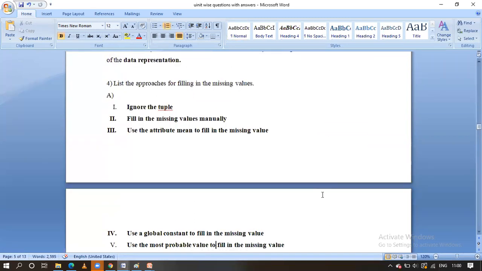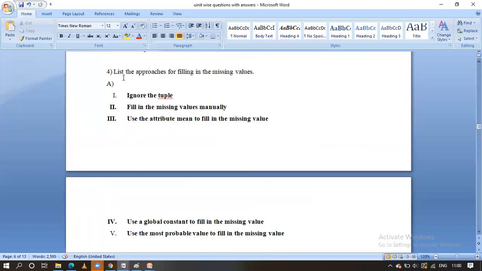Okay, these are the two more questions, guys. The next question is list the approaches for missing values in future, and what are the different approaches. Just we can ignore the tuple. And the next one is fill in the missing values manually. Here we are going to identify the missing attribute values manually and refill the appropriate values. That is the second approach.